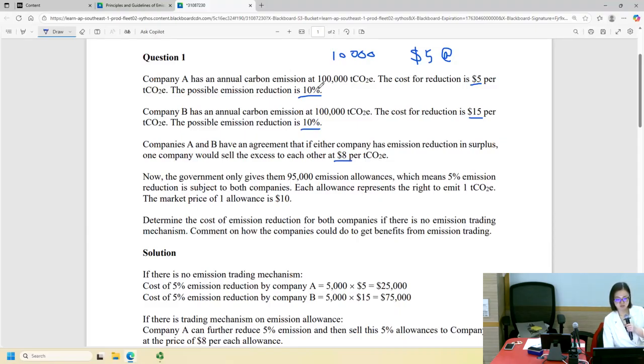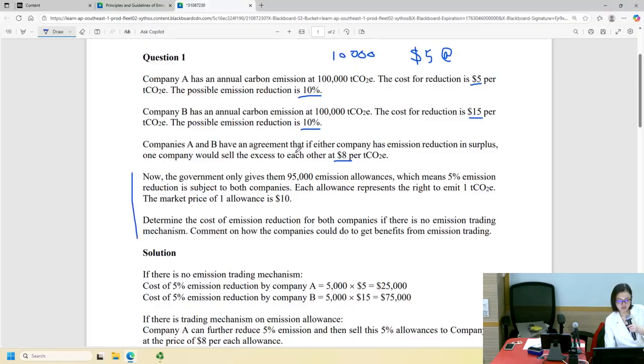So you can see that it would be company A having the surplus because the charge or the cost of reduction is cheaper for company A. Okay, so probably company A can reduce more of their emissions and then sell the extra credit to company B.